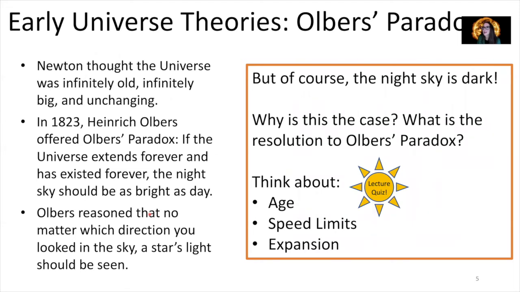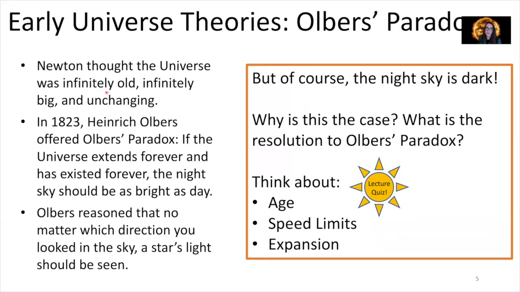So I want to think about something called Olbers' paradox. It has to do with early theories of our universe. So Isaac Newton thought that the universe was infinitely old, infinitely big, and unchanging. In 1823, Heinrich Olbers offered what we call Olbers' paradox. If the universe extends forever and has existed forever, the night sky should be as bright as day.